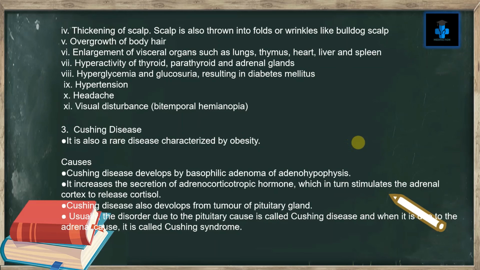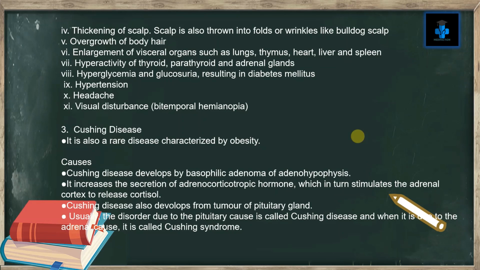Third condition, it's Cushing disease. It is also a rare disease characterized by obesity. Causes: Cushing disease develops by basophilic adenoma of adenohypophysis. It increases the secretion of adrenocorticotropic hormone, which in turn stimulates the adrenal cortex to release cortisol. Cushing's disease develops from tumor of pituitary gland also.